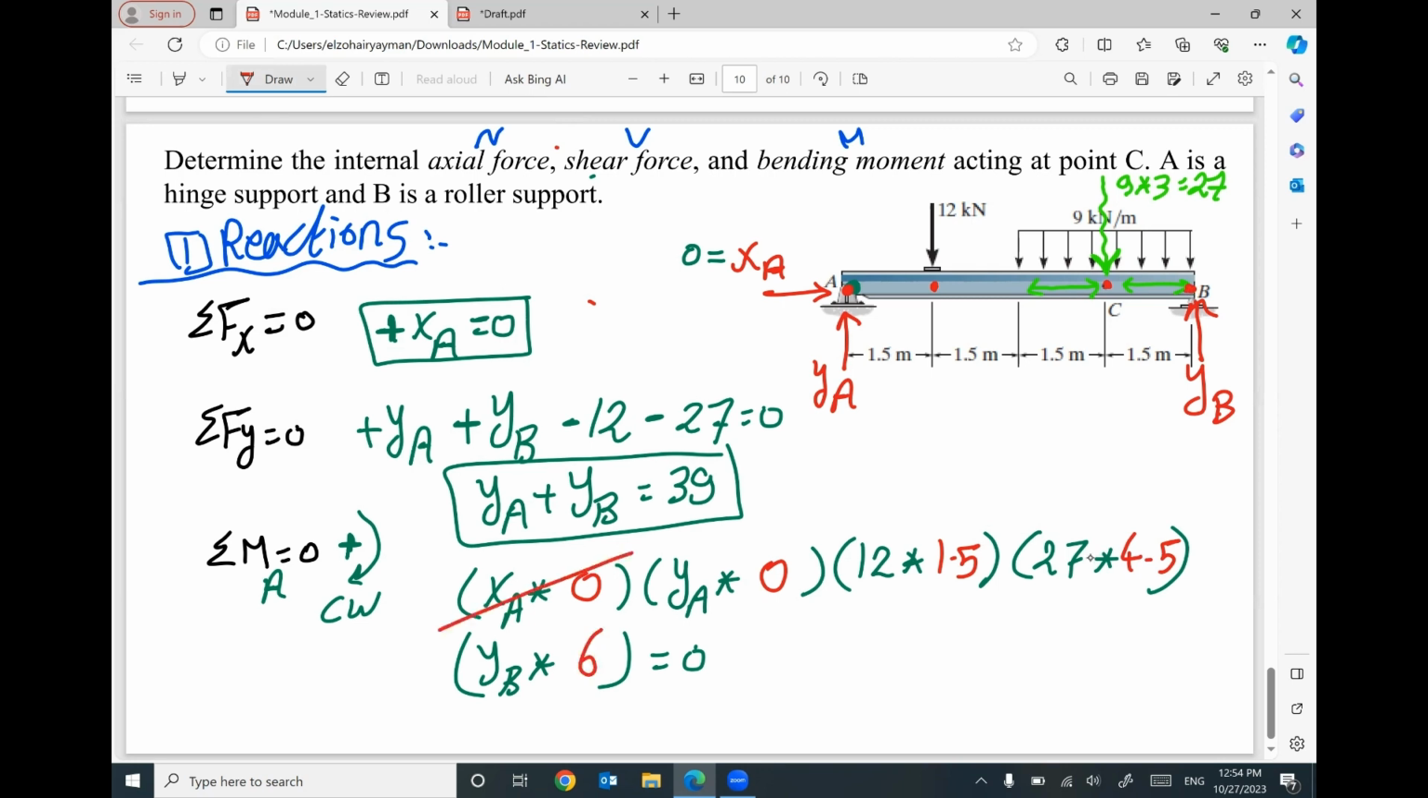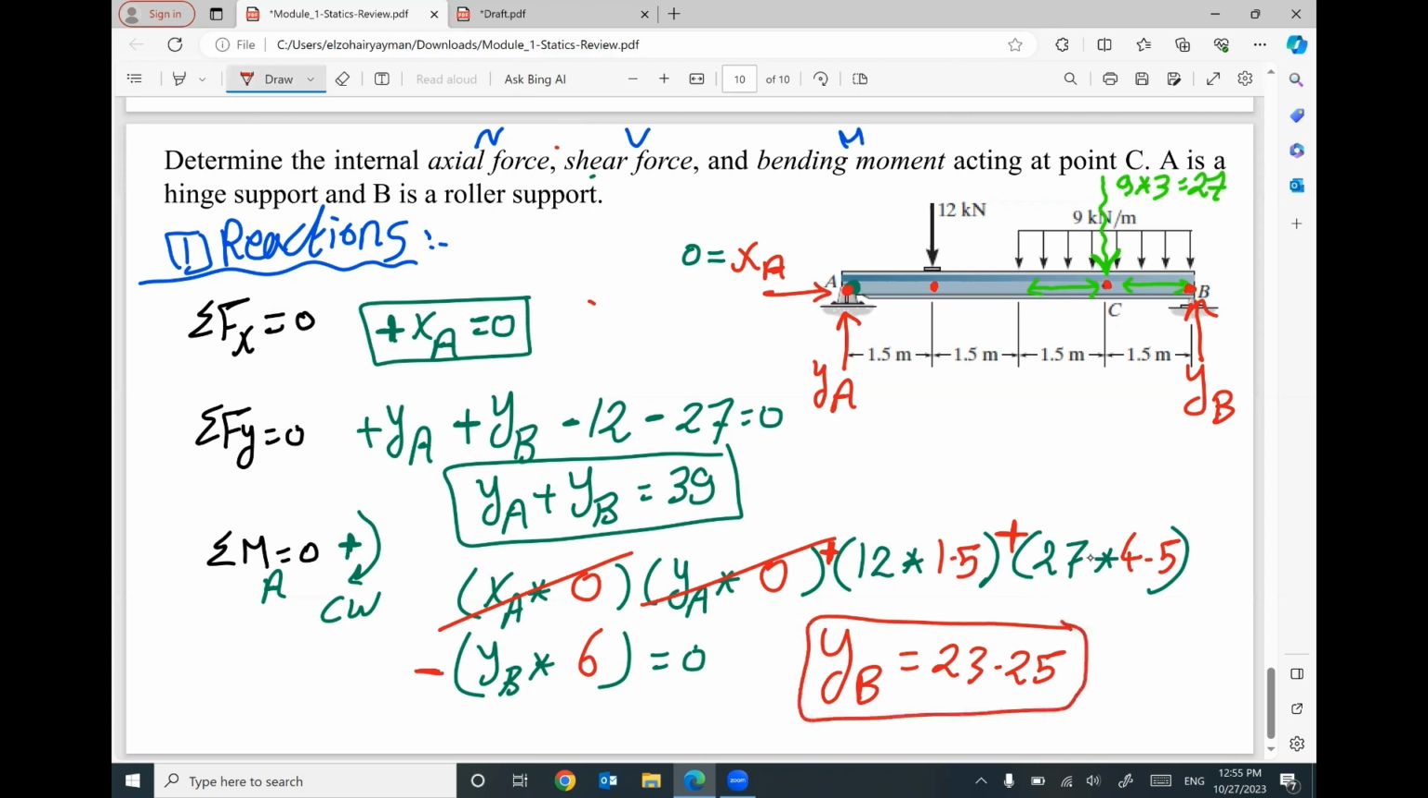This term will be cancelled. This term will be cancelled. 12 times 1.5 will rotate clockwise, will be positive. 27 will be clockwise, will be positive. YB rotating up, it will be counterclockwise, negative. The only unknown in this equation is YB. I can figure out the value of YB. It will be 12 times 1.5 plus 27 times 4.5 divided by 6. I got 23.25 kilonewton.